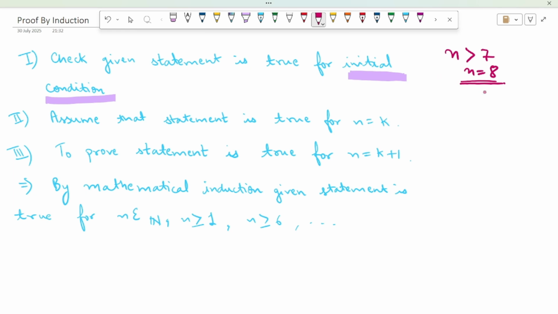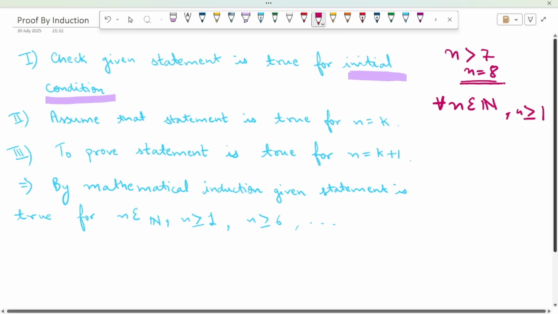And one more thing, if I say for all n belongs to natural numbers, or if it's given in the question that n is a natural number, n greater than or equal to 1, it means all the natural numbers come under that bracket. So you should be acquainted with this terminology. Make sure what is given in the question.